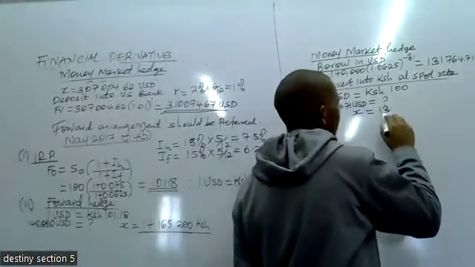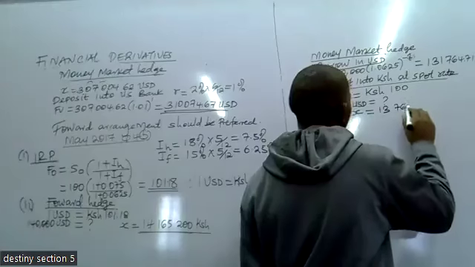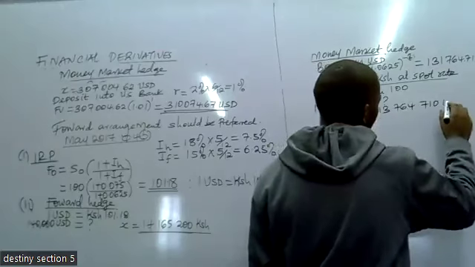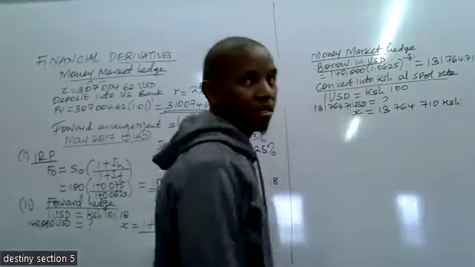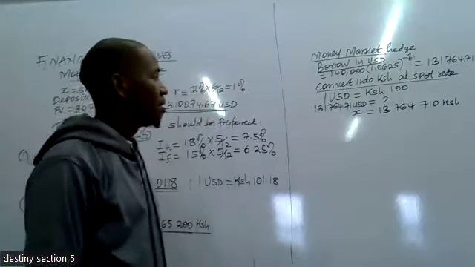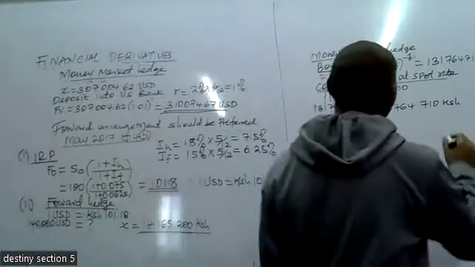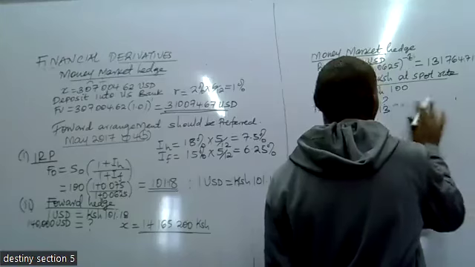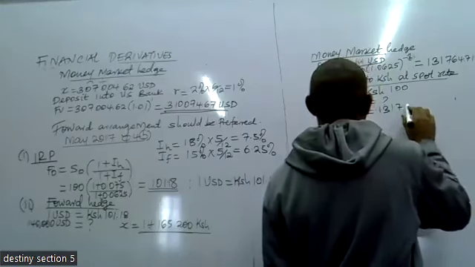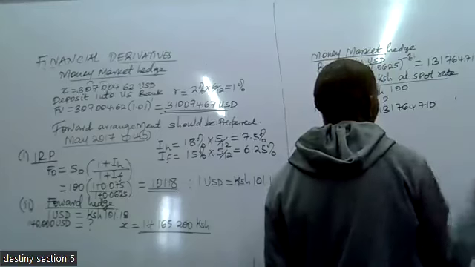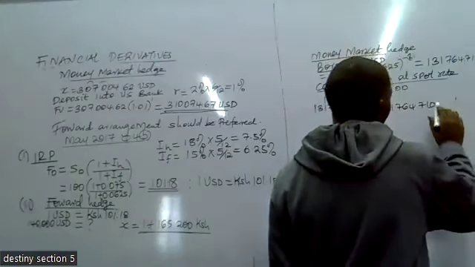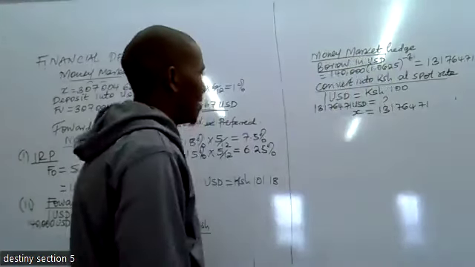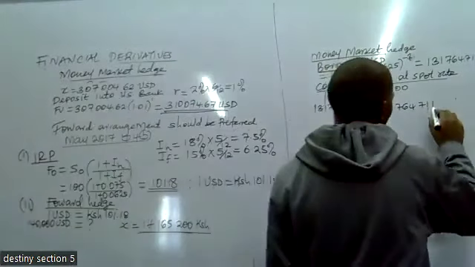13,176,471 Kenyan shillings, right? Is it that way? 131.7, so here we add 0.1. 131,764,710 that way. That is still 0.1. Okay, right. So this is Kenyan.